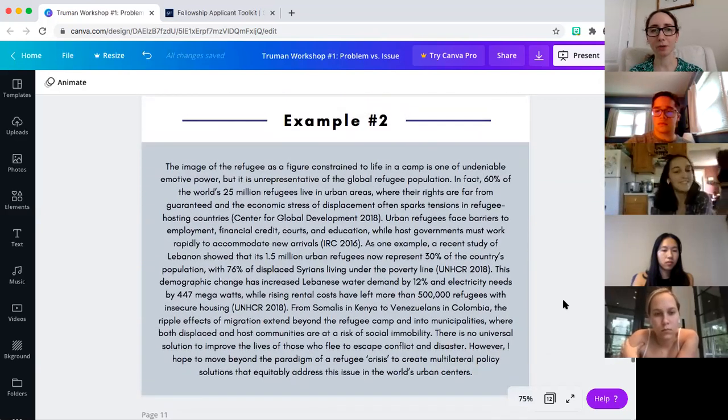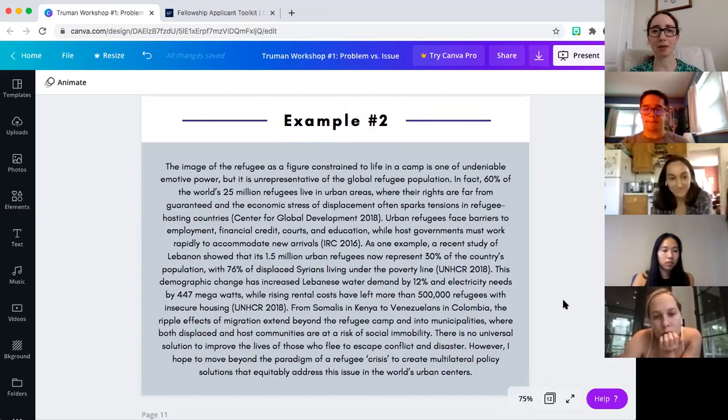Okay, so number 2. The image of the refugee as a figure constrained to life in a camp is one of undeniable emotive power, but is unrepresentative of the global refugee population. In fact, 60% of the world's 25 million refugees live in urban areas where their rights are far from guaranteed, and the economic stress of displacement often sparks tensions in refugee hosting countries.